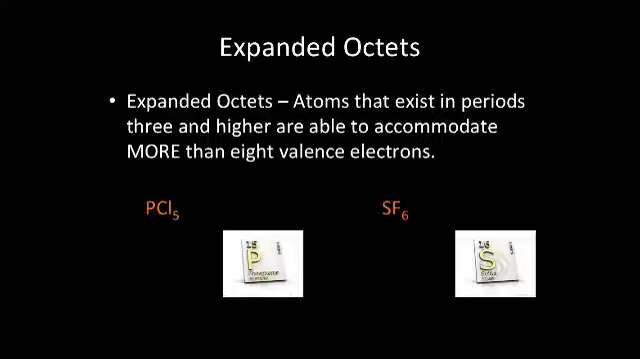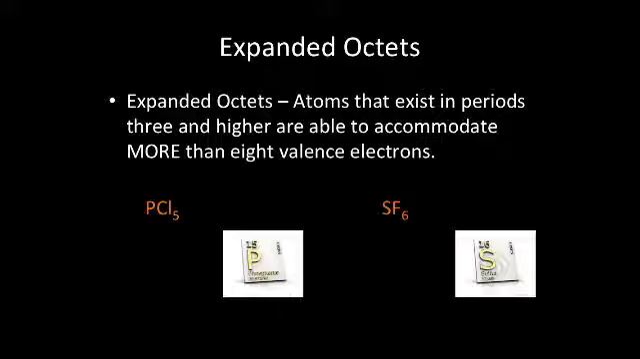There are some further exceptions. We start talking about this idea of expanded octets. As it turns out, as you move down the periodic table, from period 1 down, we've got period 1, period 2, but then we have period 3, and we start to get into the d orbital. And this is a little review for you.